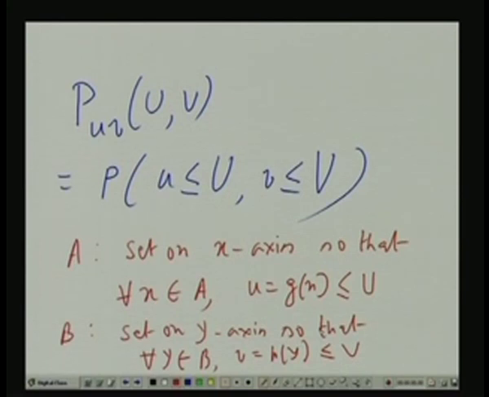In that case, this probability, that is the probability of u less than or equal to capital U and v less than or equal to capital V, this event is equivalent to the event x belonging to capital A and simultaneously y belonging to capital B. So, the probability of u less than or equal to capital U, v less than or equal to capital V, is the same as the probability of x belonging to A, y belonging to B.